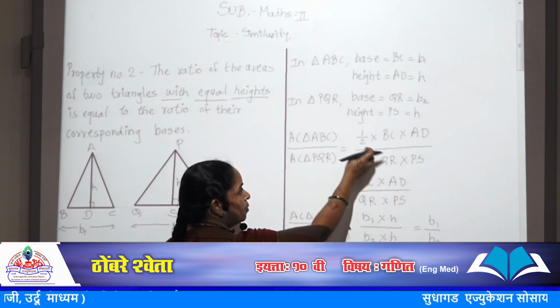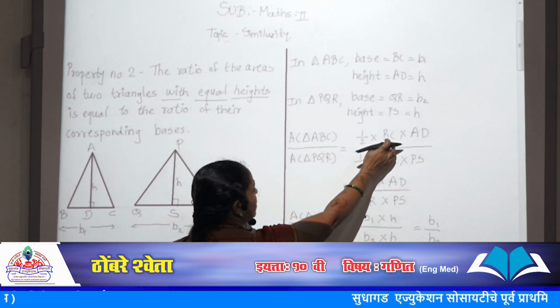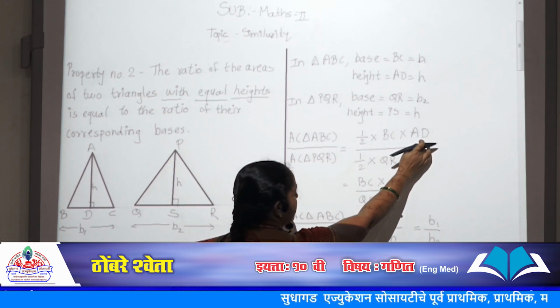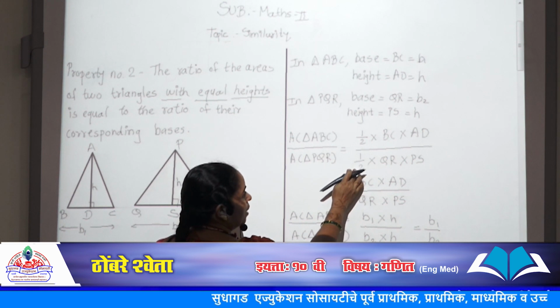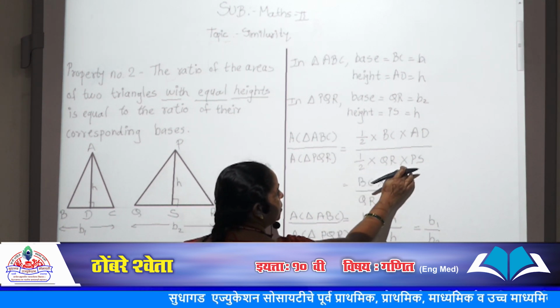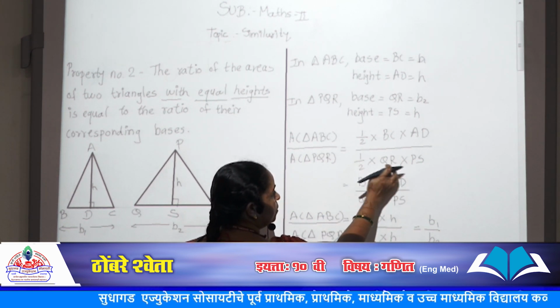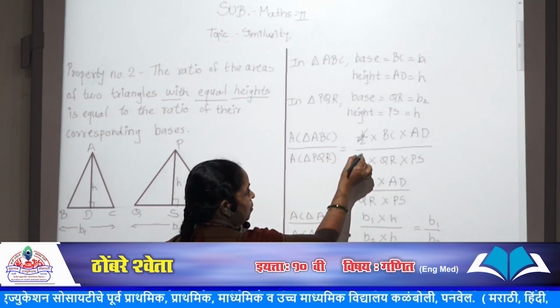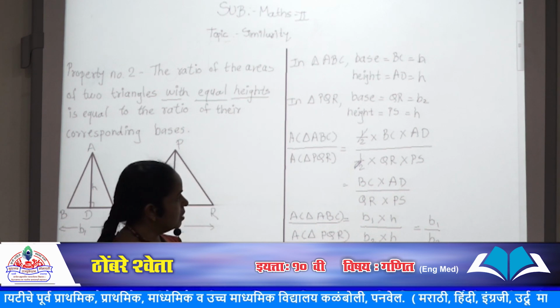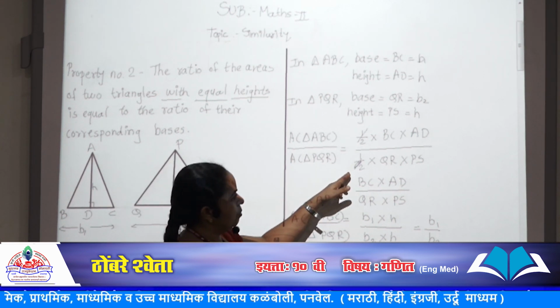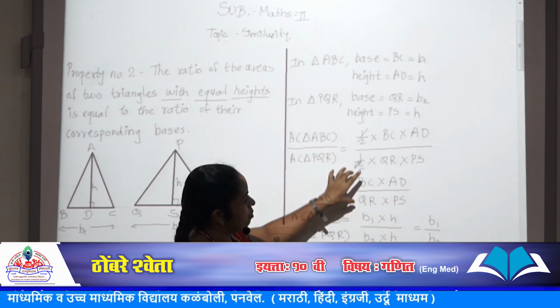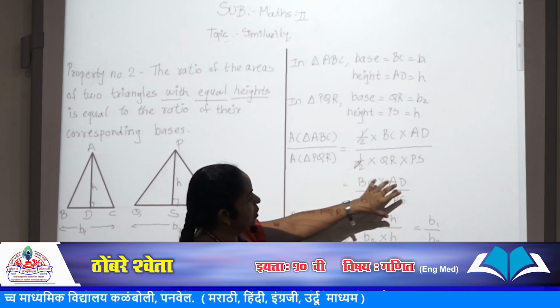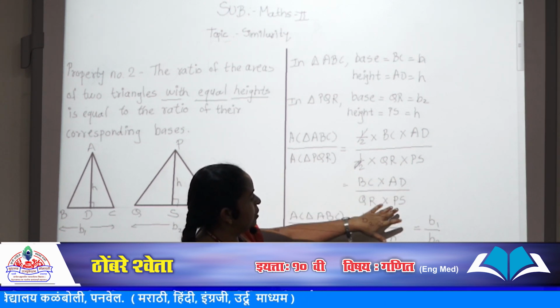So again write down here 1 upon 2 into, your base is BC into height is AD, upon 1 upon 2 into QR into PS, that means 1 upon 2 into base into height. Here again 1 upon 2, the same term is there in the numerator as well as the denominator, which gets cancelled. So what is the remaining? BC into AD upon QR into PS.